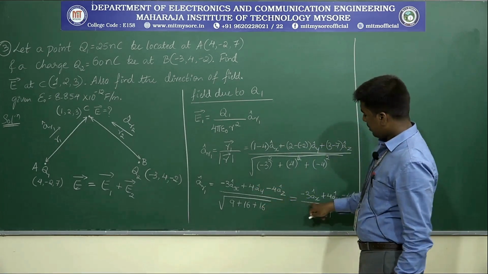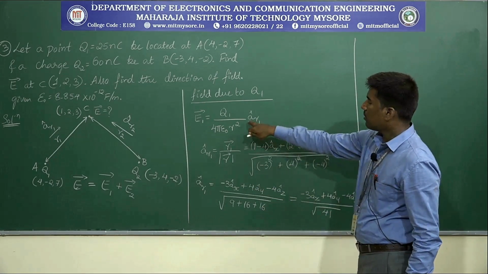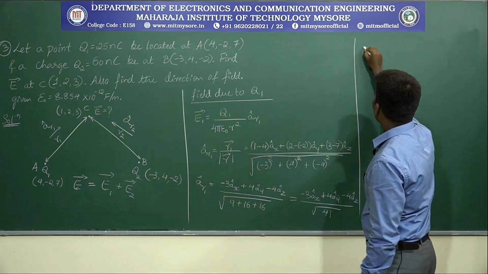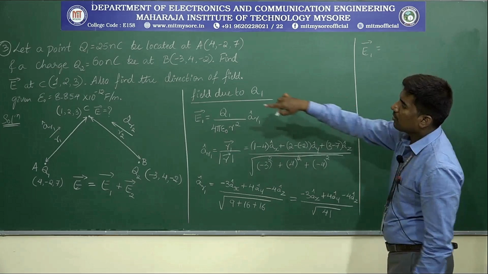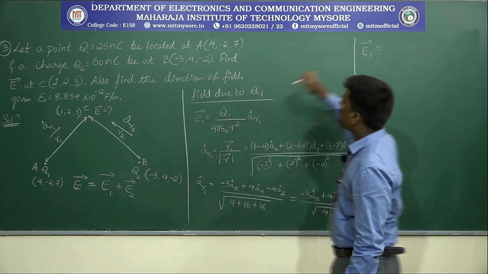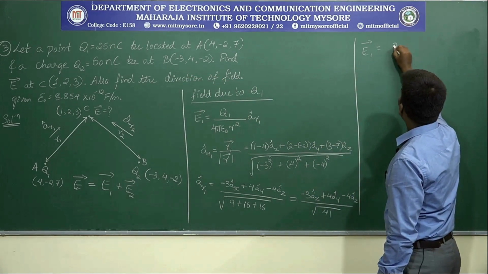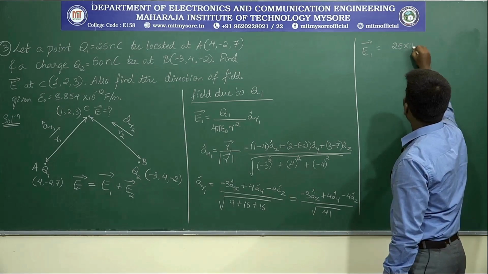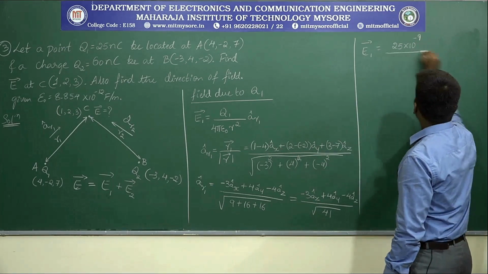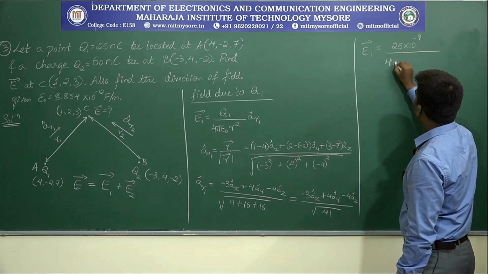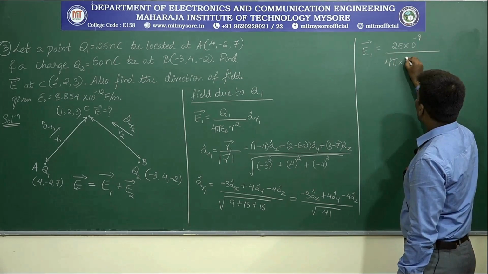Then substitute this quantity into the electric field intensity equation. Therefore, E1 is equal to, what is Q1? What is the value of Q1 given? 25 nanocoulomb. 25 into 10 power minus 9 divided by 4 pi. What is the value of epsilon naught?